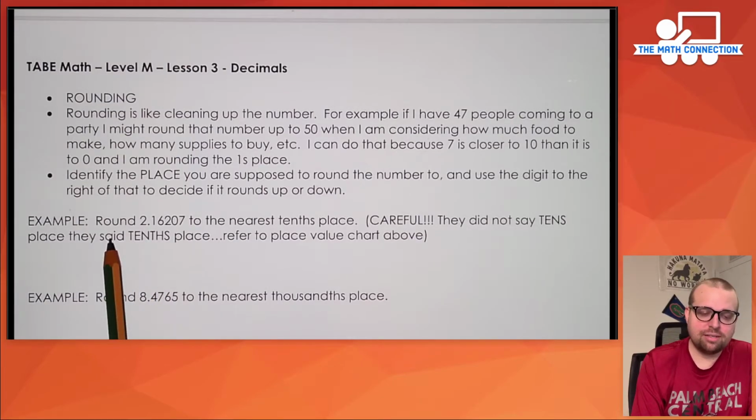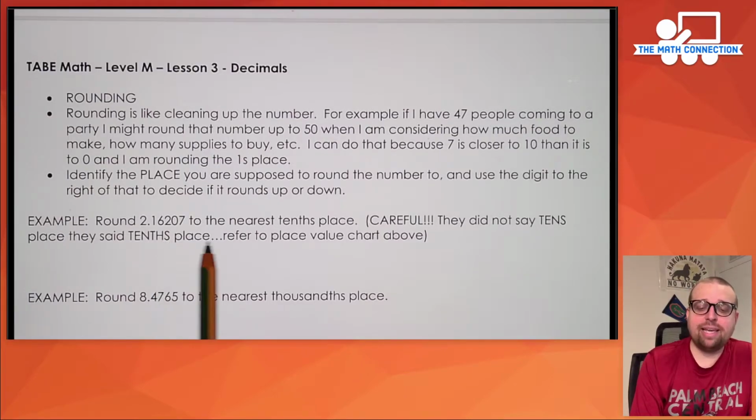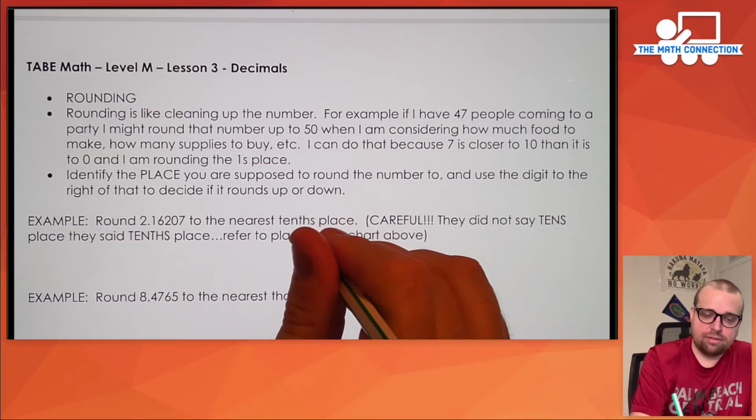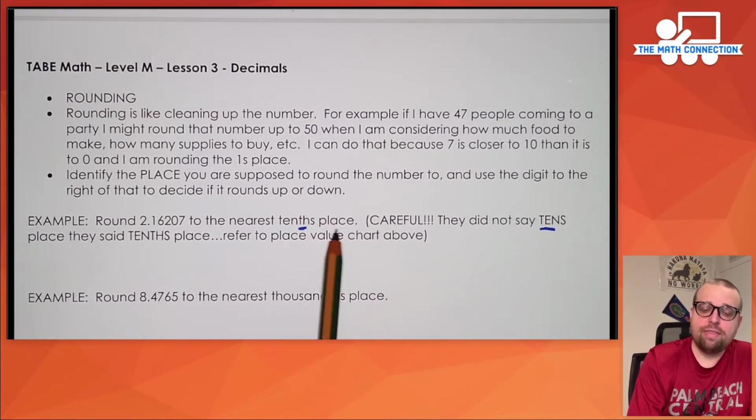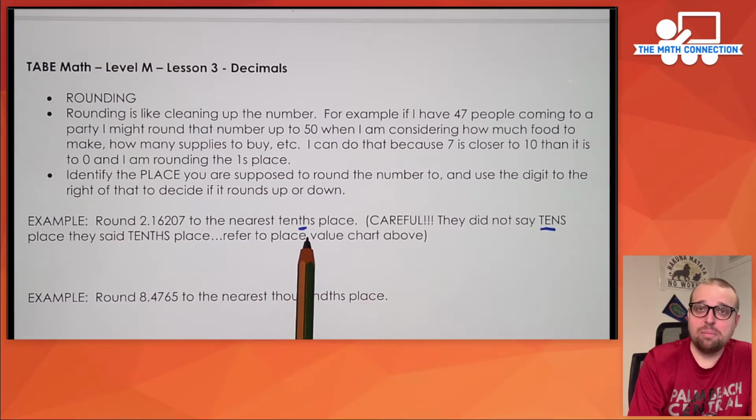So the first one says round 2.16207 to the nearest tenths place. And be careful here, like I was explaining before about tens versus tenths place. The th part at the end here makes a huge difference. They want us to round to the tenths place. That's the first place value of the decimal.